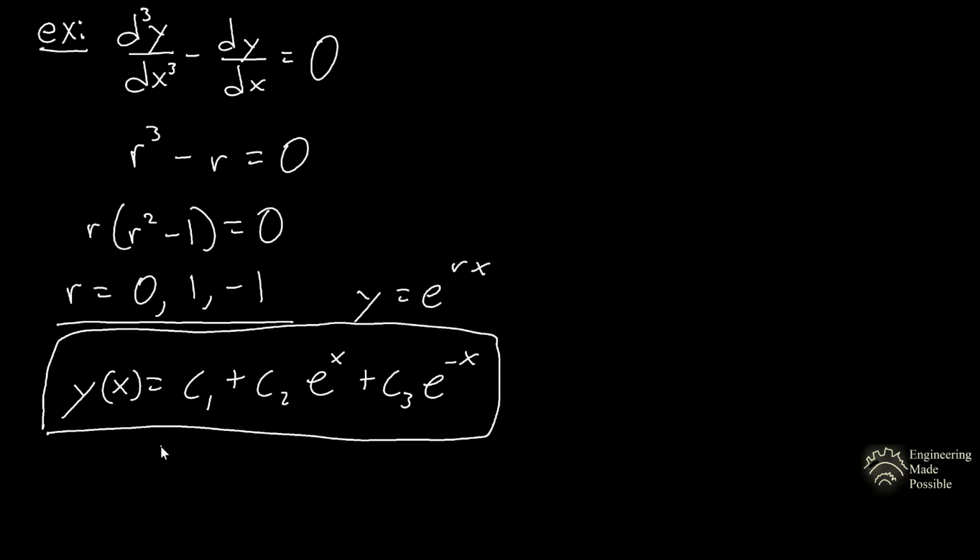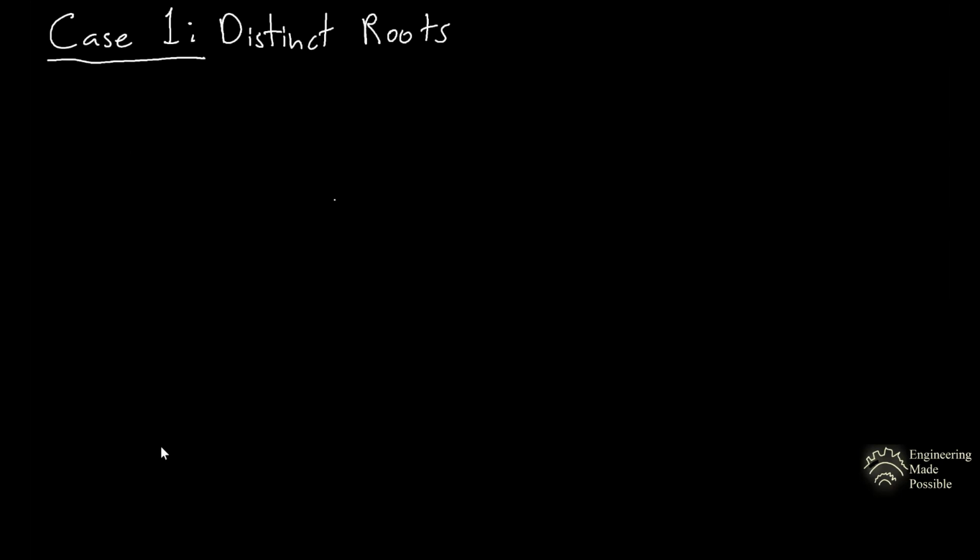Now, there are three general cases that you could actually come across using this method, and we'll be going over each of the cases. So for case one here, we would be having distinct roots. As in the previous example, you have r being equal to specific constants. So let's go ahead and do another example just to reiterate.